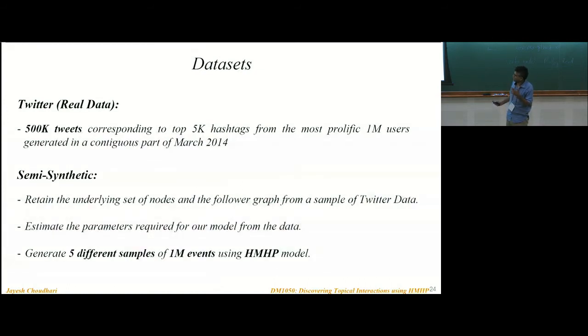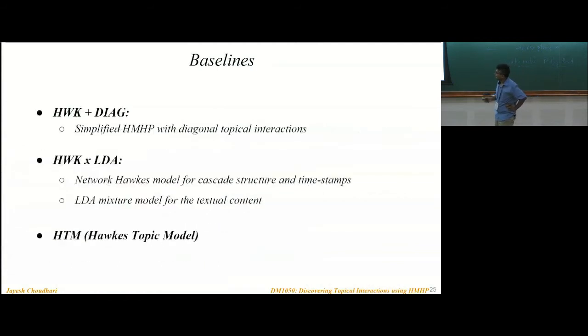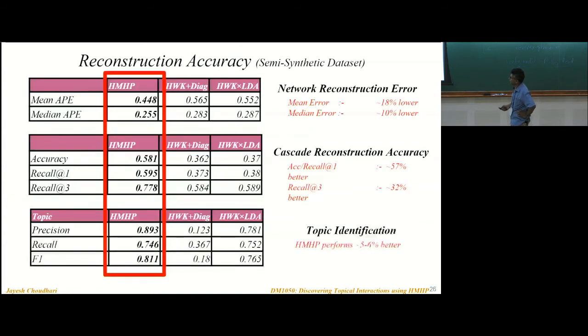Because it's possible that there's a lot of noise in Twitter, so who knows? So typically you do a bunch of what we know as semi-synthetic experiments, as well as a bunch of experiments on real data, and then you compare it with a bunch of baselines. You compare it with the standard, what is known as the topic modeling baselines, some existing topic models, as well as simpler versions of your model. This is what we call the Hawkes plus diagonal, which effectively says that there are no topic-topic interactions, and then you compare.